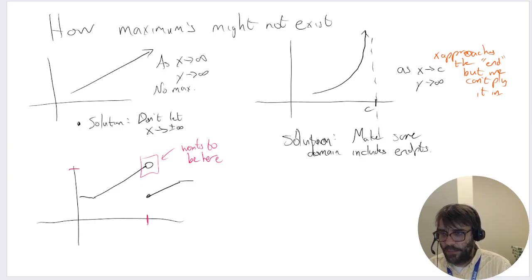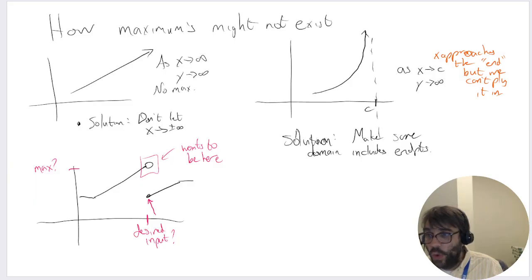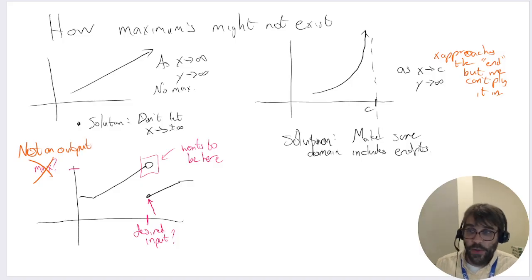It wants to be this output, the maximum there. But here's the problem. The desired input doesn't give that output. It gives this lower output. And that's a problem because if we go back to our definition, the maximum has to be an output that you actually get. We don't get this maximum. This is not an output of our function. It's on the output axis, but it's not a value you actually get out.